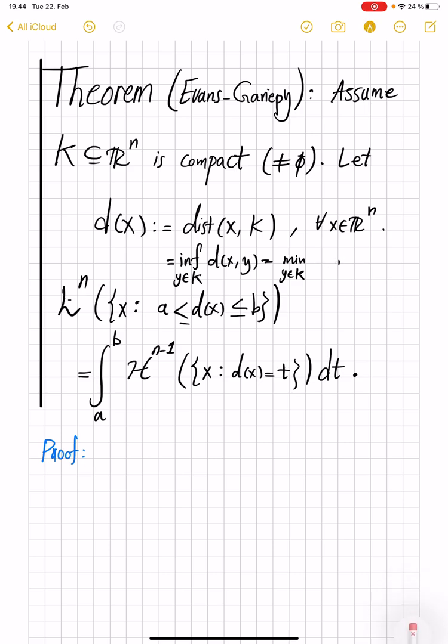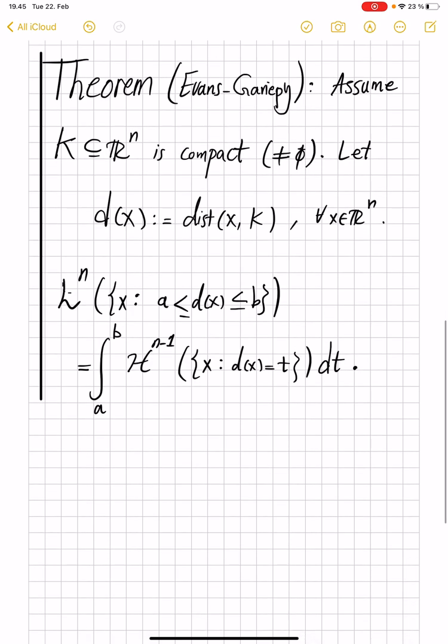So at least one minimizer exists for this. The claim then is that the volume of the region where the distance from your set is between a and b can be computed by adding up the perimeters of the sets that are at constant distance to your compact set K.